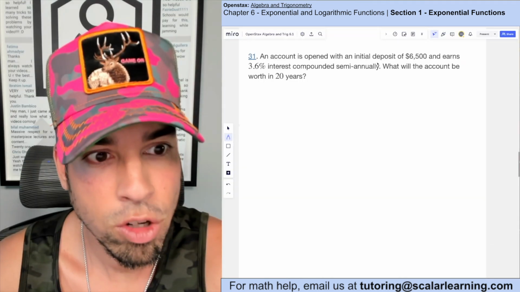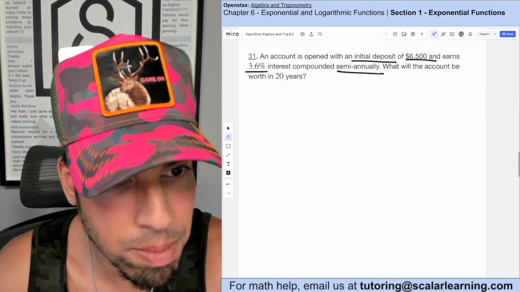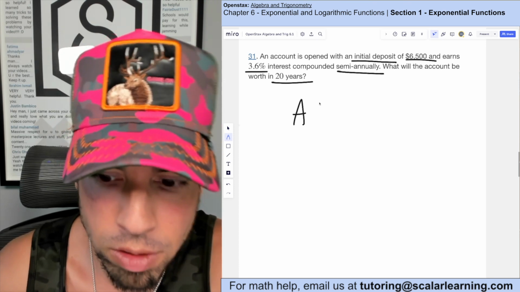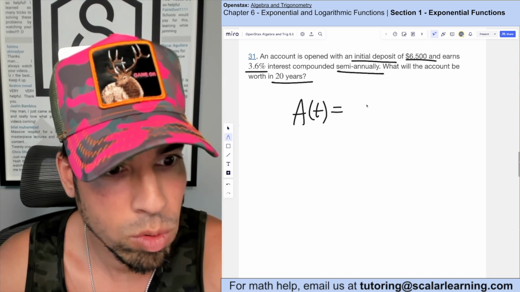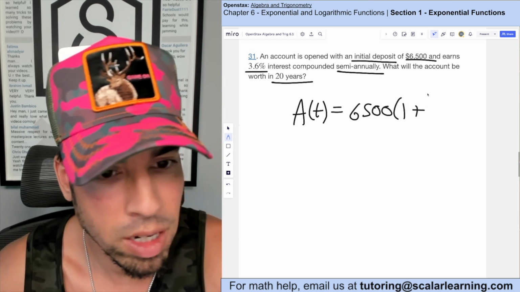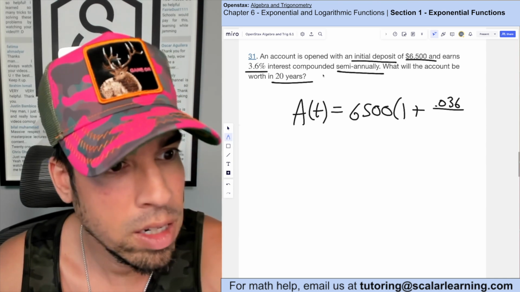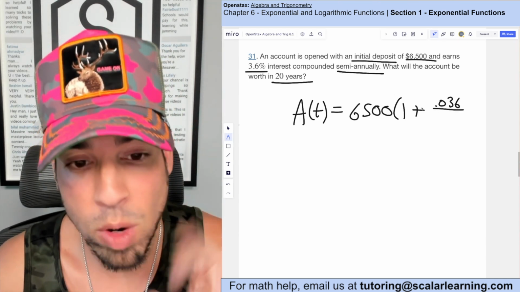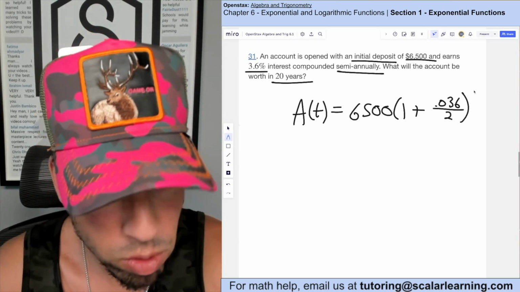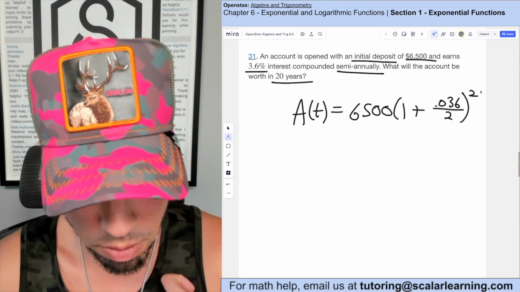Done. An account is opened with an initial deposit of $6,500 and earns 3.6% compounded semi-annually. What will the account be worth in 20 years? So this would be function A of t equals initial, that's principal, 6,500 times 1 plus, then we put that interest rate in decimal form, 0.036, and then it says it's compounded semi-annually. That means twice per year, and that's what goes under here. The amount of times compounded per year, that's 2. To the 2, it's again number of times compounded per year times the number of years, which is t.